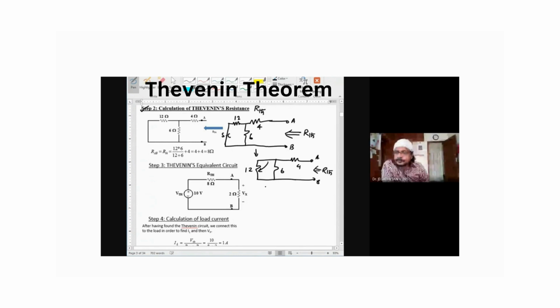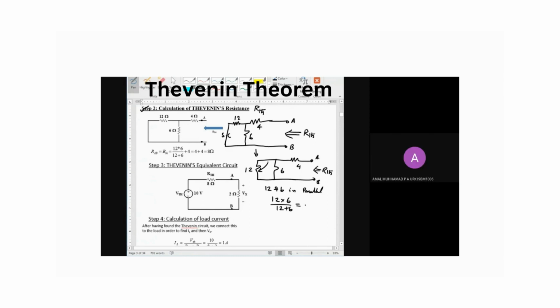So 12 and 6 are in parallel. So 12 into 6 divided by 12 plus 6. Can I have the answer? Please have a calculator, students. 12 into 6 divided by 12 plus 6, how much? 4 ohm. Right?